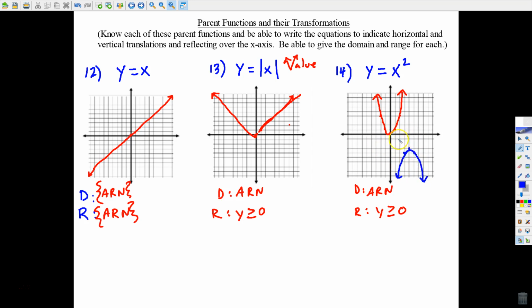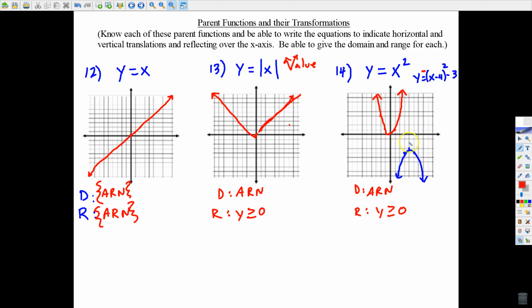All right, so you should be able to tell me that for this particular parent, it has been shifted 4 to the right, and it's been shifted 1, 2, looks like, I can't see that mark, but it looks like 3 down. I'm just going to say down 3. And it's also flipped over, so that means we would have minus in front of the parentheses.